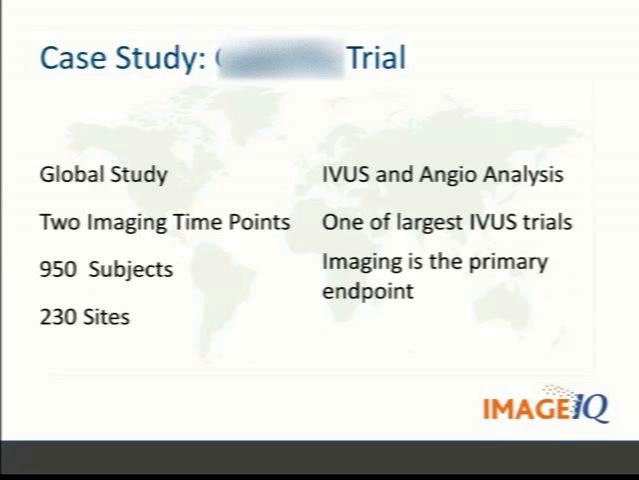a trial run by Amgen, and we're collaborating with them from the core lab perspective on this study. It's a global study, so we're running it internationally. We have 2 imaging time points that we're assessing, a baseline and an 18-month follow-up. We've enrolled 950 patients. We're now in the follow-up phase of that study. And those subjects have been enrolled from 230 sites worldwide. So this is one of the largest, I think it's maybe the second largest IVUS study done in this context. So wow, it's a big study, it's a big deal.